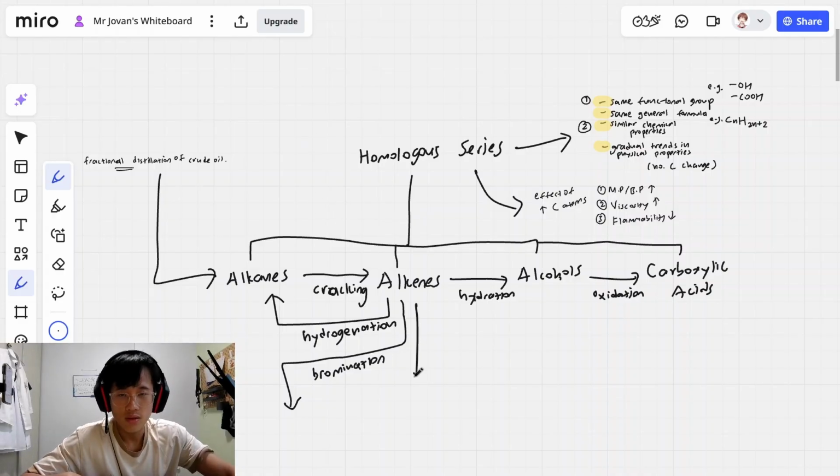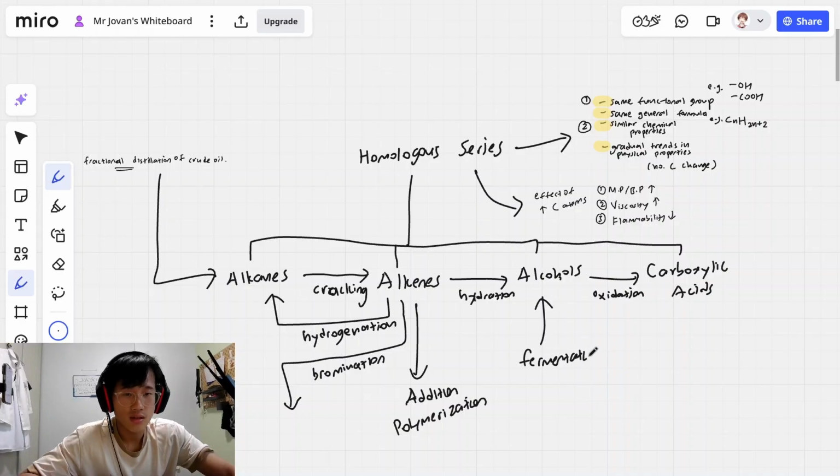Okay, there's one more that we haven't done yet. It's called addition polymerization. I will go through this in the next lecture. Alcohols. Besides hydration, how can we get alcohols? Fermentation of yeast. I believe you guys can write much more neatly than me. I'm writing it so that you guys can just see, okay?